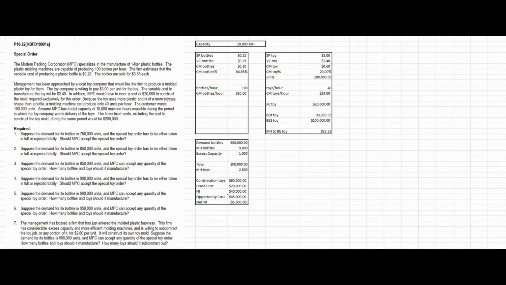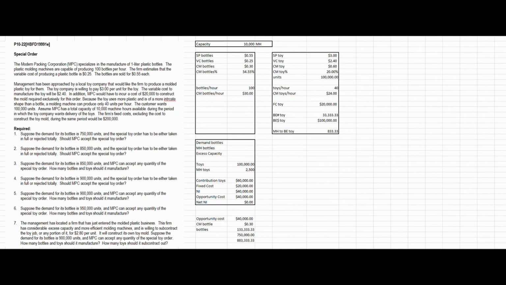Now, what you should have noticed from our previous discussion about cost volume profit analysis, another concept that was introduced at that time was the idea of an indifference point. So what we could do is calculate that level of demand at which we would be indifferent to accepting the special order. How would we go about doing that? Well, the point at which I would be indifferent is the point at which the net economic effect of the special order would be zero.